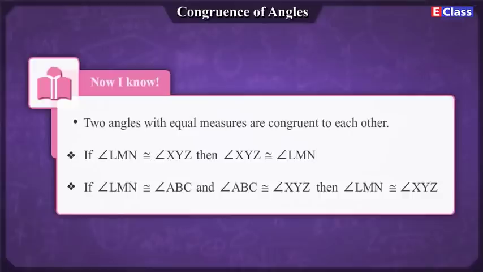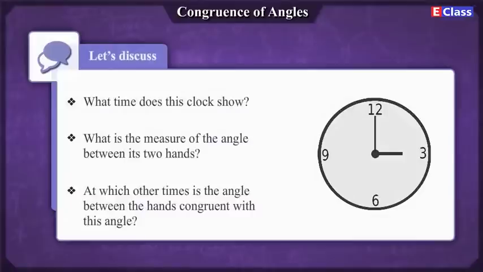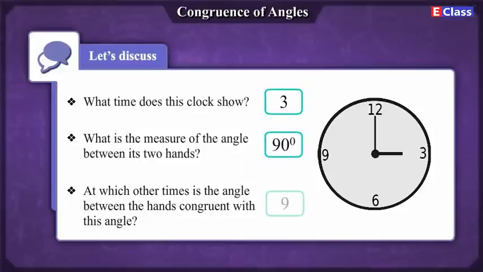Now students, let's have some information about clock. Let's discuss. What time does this clock show? 3. What is the measure of the angle between its two hands? 90 degrees angle. At which other times is the angle between the hands congruent with this angle? 9. Now students, let's solve practice set 7.